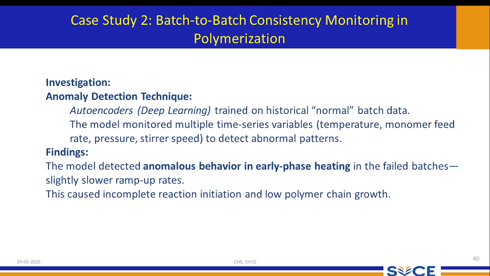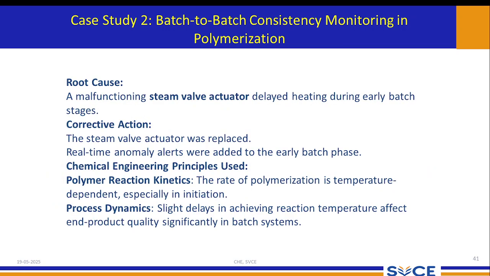So the anomaly detection technique used autoencoders, a deep learning technique, trained on historical normal batch data. The model monitored multiple time series variables like temperature, monomer feed rate, pressure, and stirrer speed to detect abnormal patterns. The finding is that the model detected anomalous behavior in the early phase heating in the failed batches, a slightly slower ramp rate. This caused incomplete reaction initiation and low polymer chain growth. So the root cause has been found: a malfunctioning steam valve actuator delayed heating during the early batch stages.